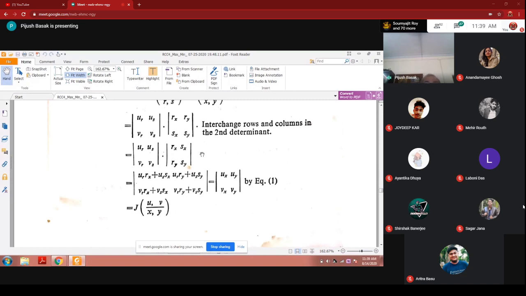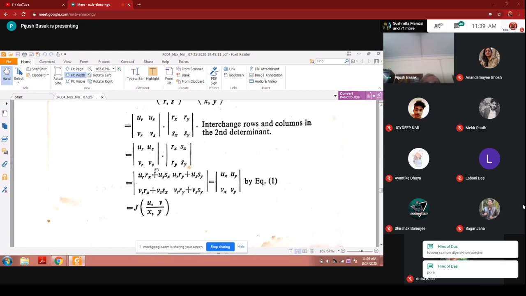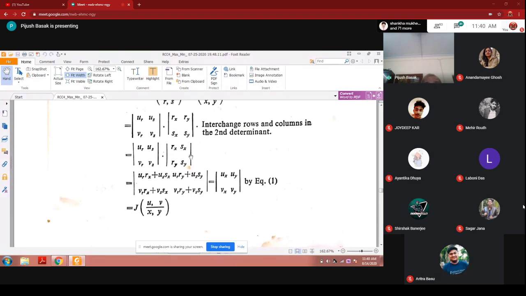So now we multiply the two determinants, by the usual method of multiplying determinants. First row, first column: del u del r times del r del x plus del u del s times del s del x. That is UR RX plus US SX. This is the first element. Similarly, the second element, third element, and fourth element.